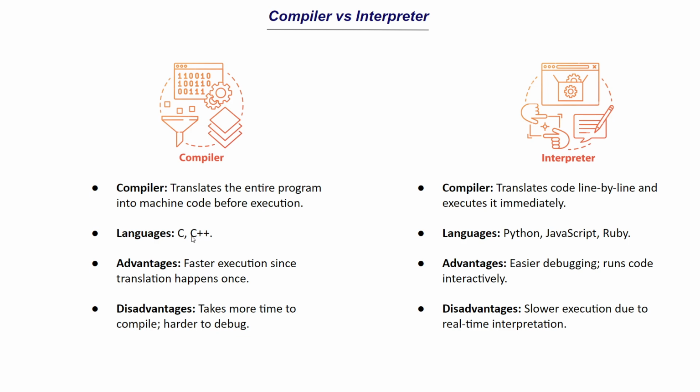If we talk about C or C++ as compiler based languages, and Python, JavaScript, Ruby as interpreter based programming languages, and let's say that you're writing 10 lines of code in C and another 10 lines of code in Python. A compiler is going to translate the entire 10 lines of code into machine code, and execute it at once. But in the case of an interpreter based language, the code is converted into machine code line by line, and it's going to execute the code line by line. That's the main difference between them.